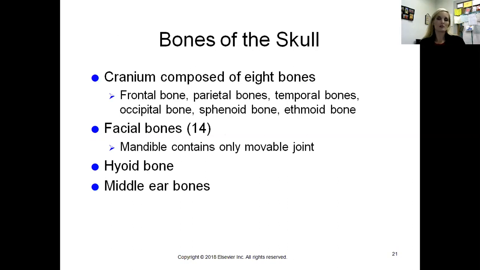So let's start with the bones of our skull. The cranium is composed of 8 different bones. We have a frontal bone, 2 parietal bones, 2 temporal bones, an occipital bone, a sphenoid, and an ethmoid bone. And you guys are looking at that going, what did she just say?